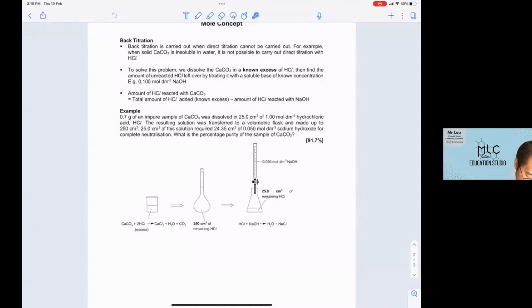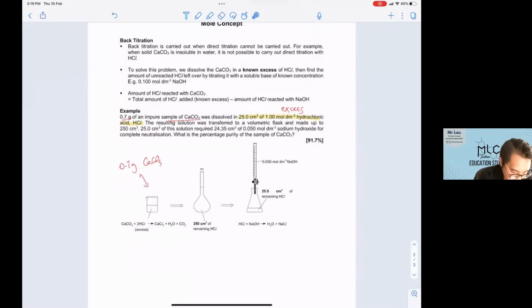We will dissolve it in a known excess of HCl, and then later we titrate against this excess HCl to find out how much HCl reacted with your calcium carbonate. So for example, let's look at this question here. You have 0.7 gram of impure calcium carbonate. I cannot take 0.7 divided by MR because this is impure. So there is 0.7 gram of calcium carbonate added to your excess HCl. So this HCl will be in excess. Your calcium carbonate will react with your excess HCl.